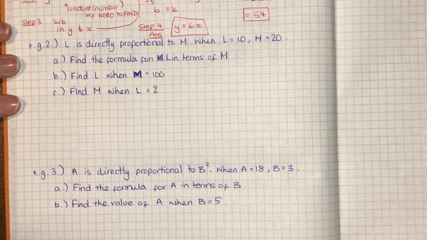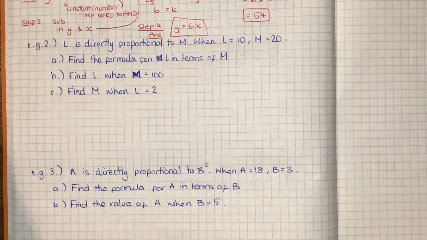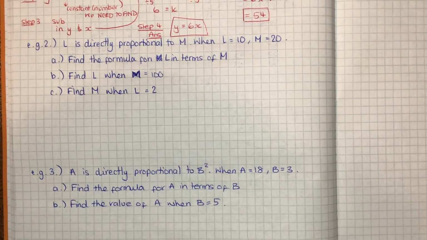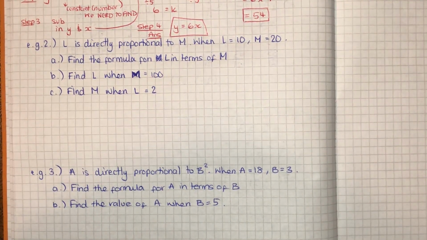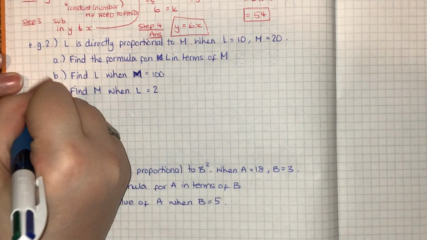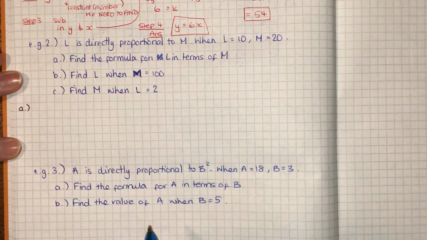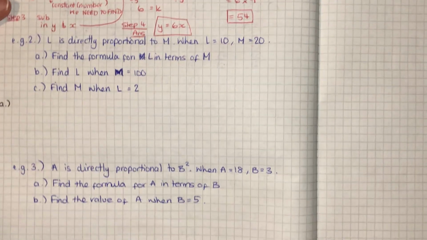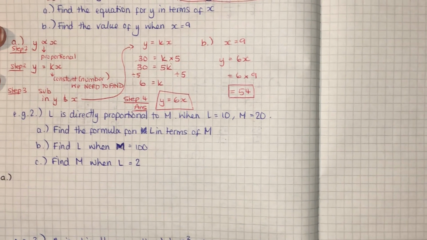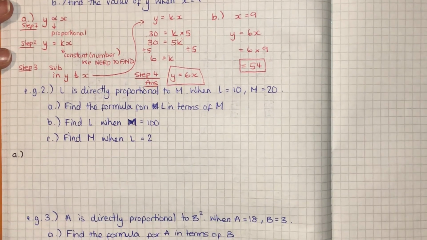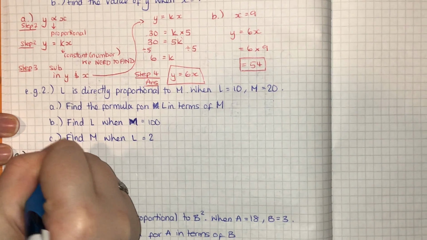So EG2 is very similar, they've just sort of changed the letters. I've added a C in as well, just because they sometimes do that as well. So for part A, we're going to follow the same steps as what we did up here. I'm just going to bring it down a little bit, see if I can fit both in. Just about. So step 1.